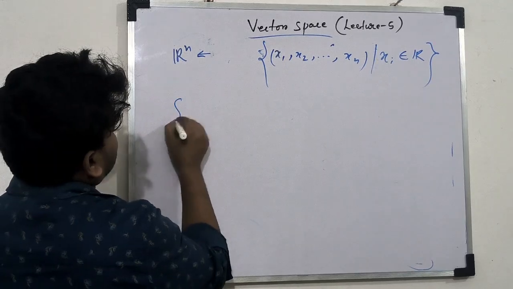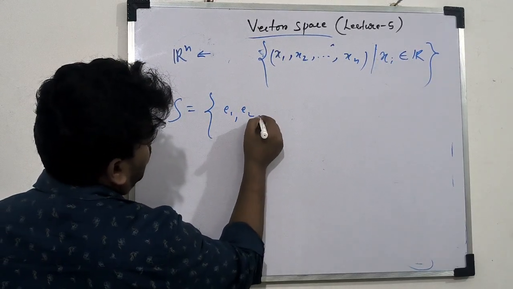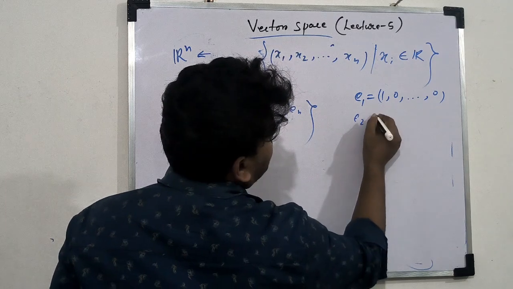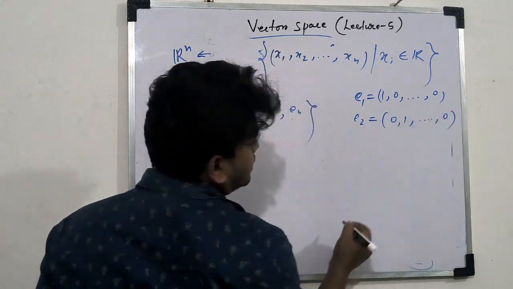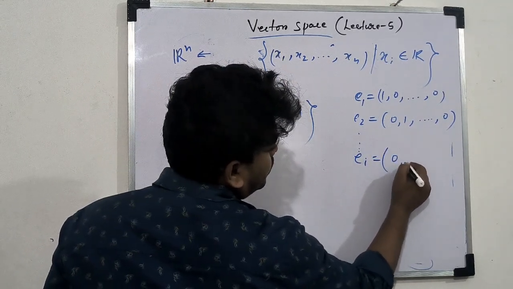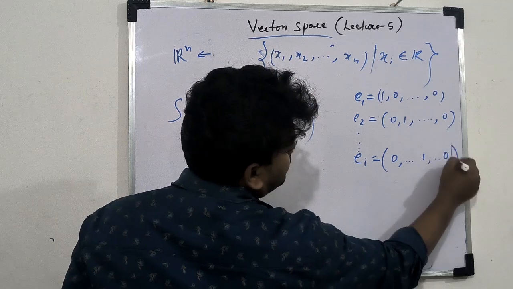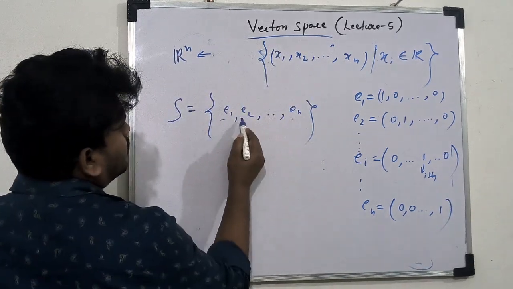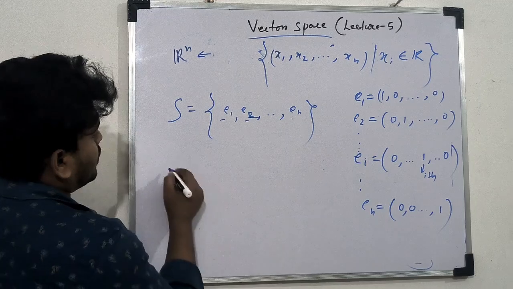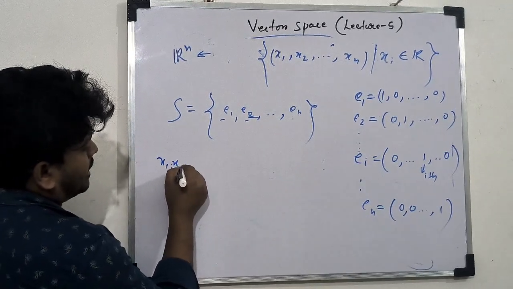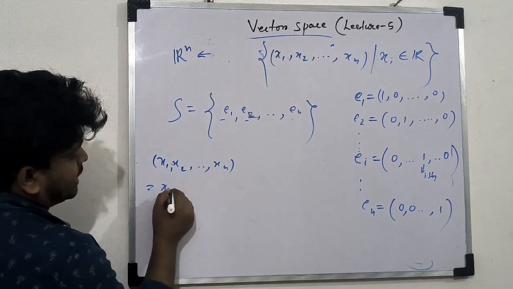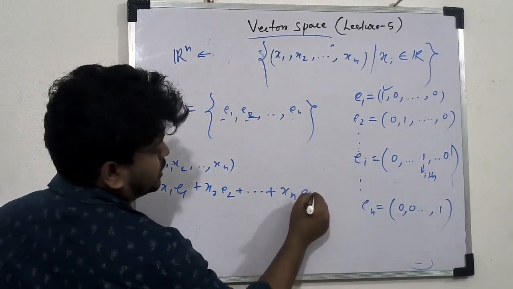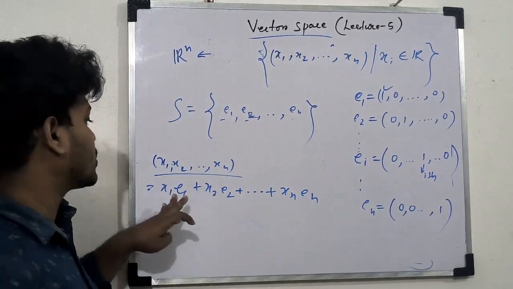If we write this set as {e1, e2, ..., en}, here e1 equals (1, 0, 0, ..., 0), an n-tuple, e2 equals (0, 1, 0, 0, ..., 0), and similarly ei has 1 in the ith position and 0 elsewhere. Similarly en equals (0, 0, ..., 1), with 1 in the nth position. This is defined as e1, e2, ..., en. Any element from Rn, (x1, x2, ..., xn), can be written as x1 times e1, that is first component 1, plus x2 times e2, and similarly xn times en. So any element from Rn can be represented as a linear combination of these vectors.